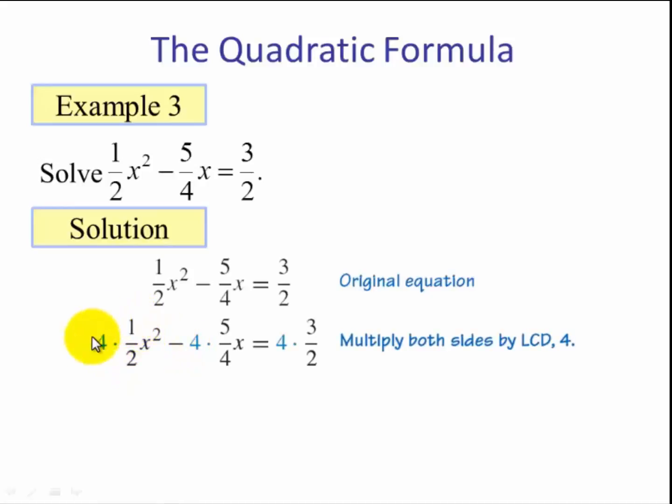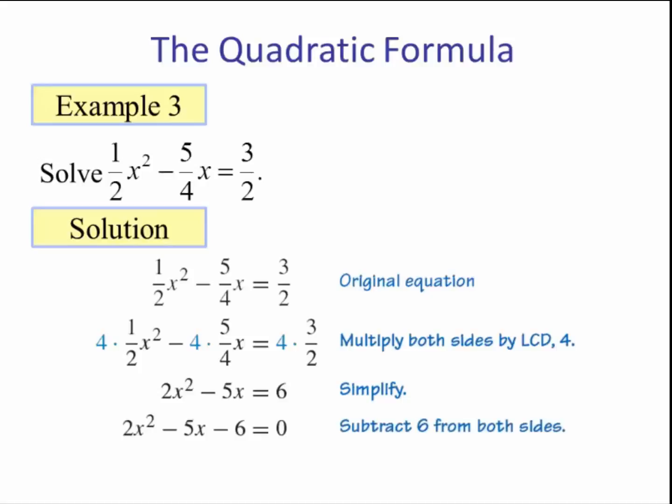4 times 1/2 is 2. 4 times 5/4 is 5. And 4 times 3/2 is 12/2, or 6. So we have the equivalent equation 2x squared minus 5x equals 6. The next step, we subtract 6 from both sides, so the quadratic equation is in standard form. A is equal to 2, B is equal to -5, and C is equal to -6.